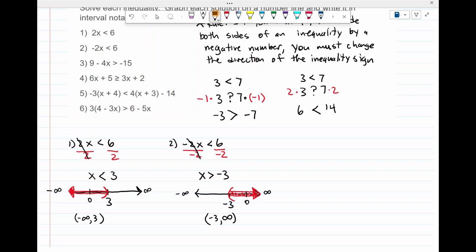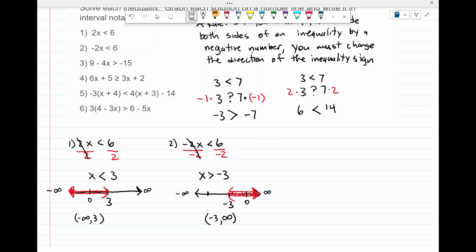That is correct. You could even try a number that's not inside of our solution set. For example, I could do negative 10. This might be somewhere over here. Negative 2 times negative 10 would be equal to positive 20, which is greater than 6, not less than 6. And so we can see that indeed that is not in our solution set.